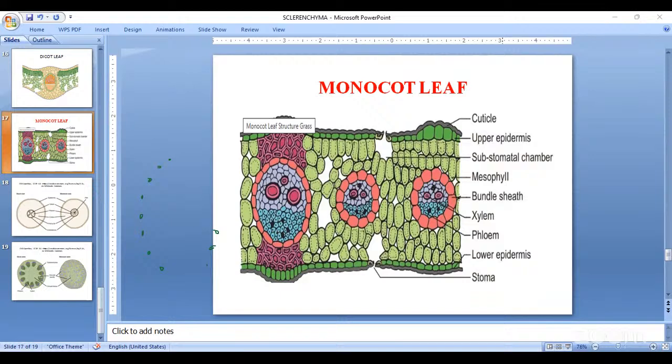So these are the differences. And the bundles are dimorphic, smaller and larger. But in the monocot, mostly the bundles are monomorphic. They are the larger ones. Any other differences? Right. So this is about the dicot leaf.